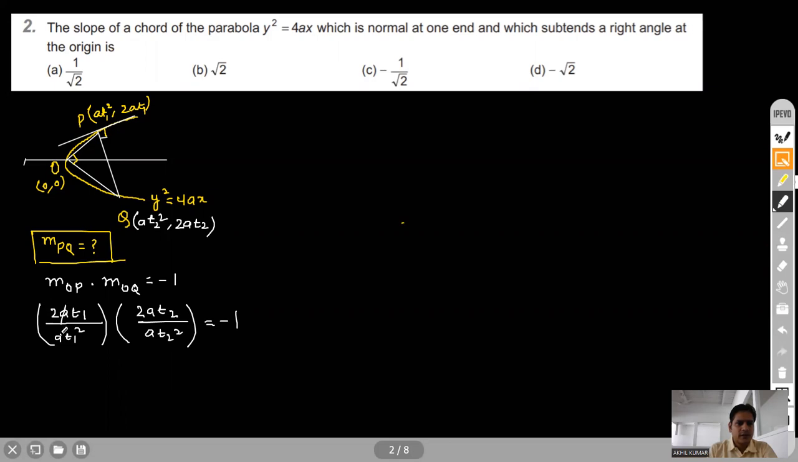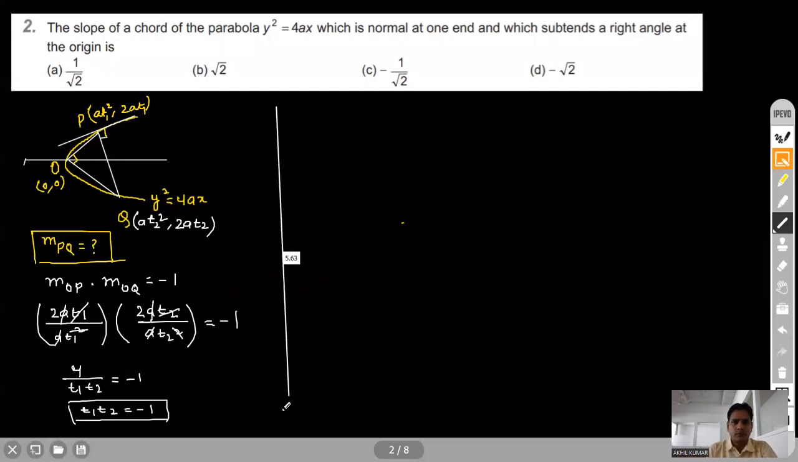So from here, A will be cancelled out, t1 will vanish. Here also same. So we are left with 4 upon t1 into t2 is equal to minus 1, right? Or we can say this t1, t2 is equal to minus 4. Now, what we need to find? We need to find the slope of PQ. Slope of PQ.